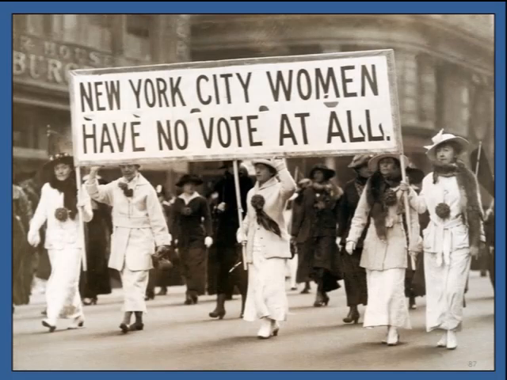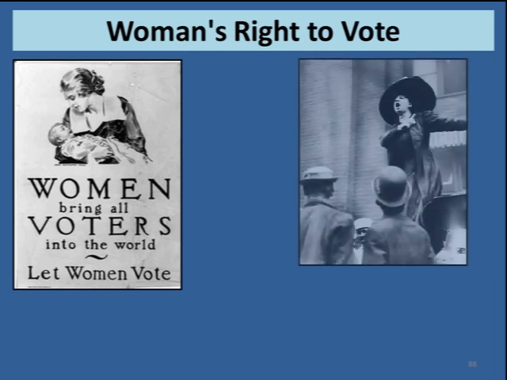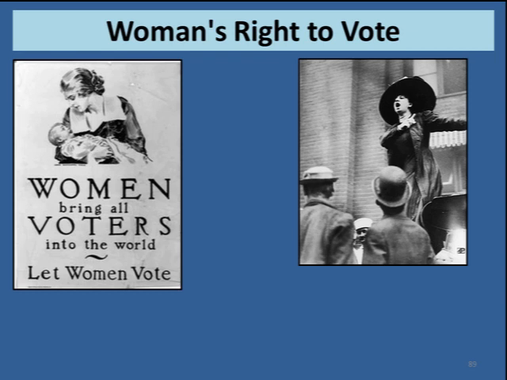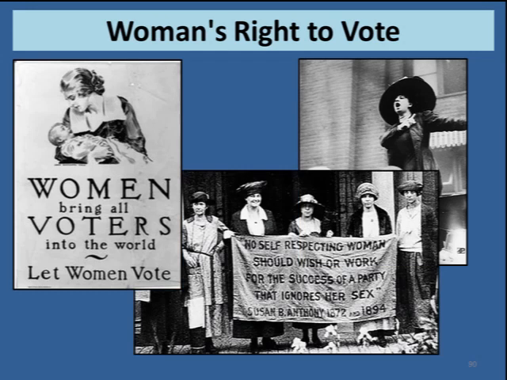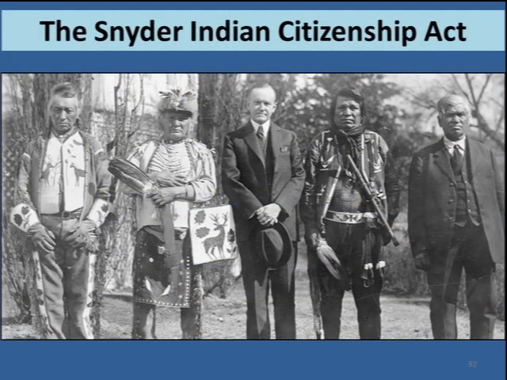2 years later, the U.S. Congress canceled the fine. However, this small victory did not change the voting laws. In fact, the following year, the Supreme Court declared in a similar case that the Constitution does not guarantee the right to vote to anyone. Still, activists continued to work for women's voting rights, and in 1920, 14 years after Susan B. Anthony died, the 19th Amendment gave women the right to vote. 4 years later, the Snyder Act extended citizenship to Native Americans, and with that, the right to vote.